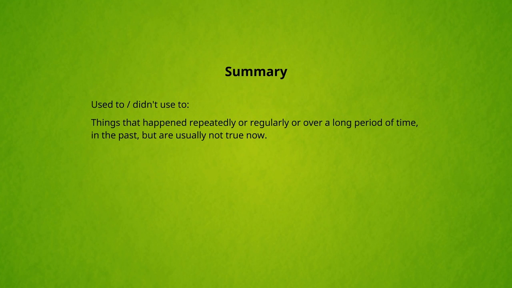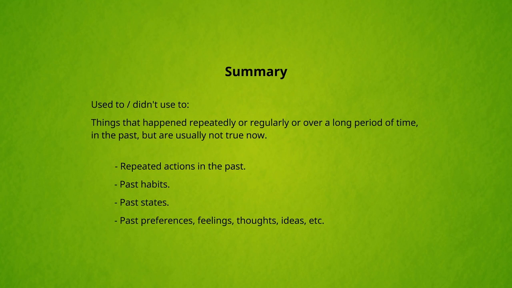In summary, we use used to and didn't used to talk about things that happen repeatedly or regularly or over a long period of time in the past. But these things are usually not true anymore. We use it for repeated actions in the past, past habits, past states, and past preferences, feelings, thoughts, ideas, etc.